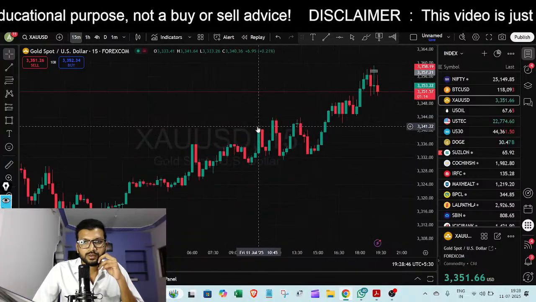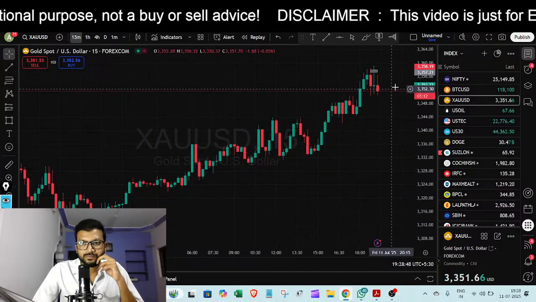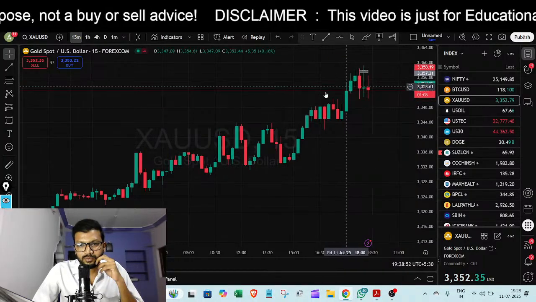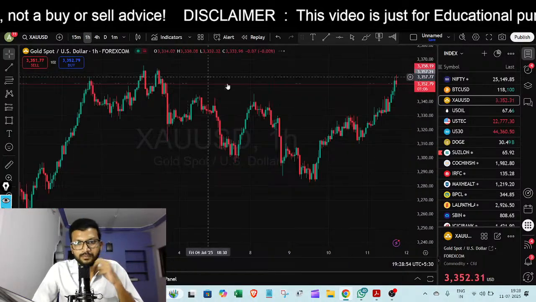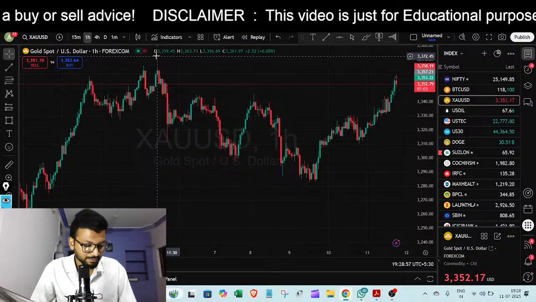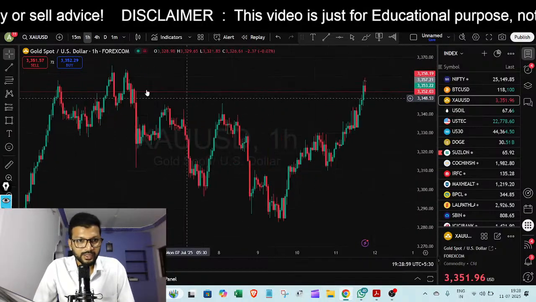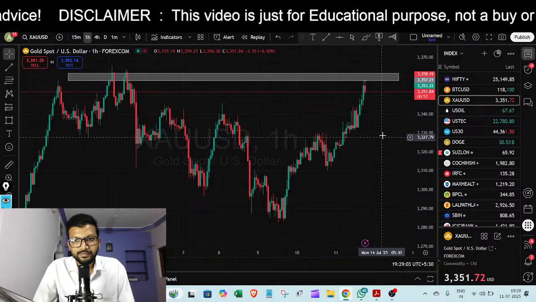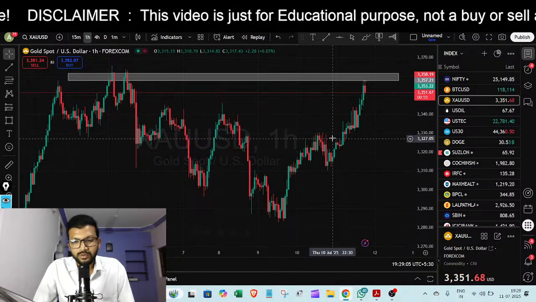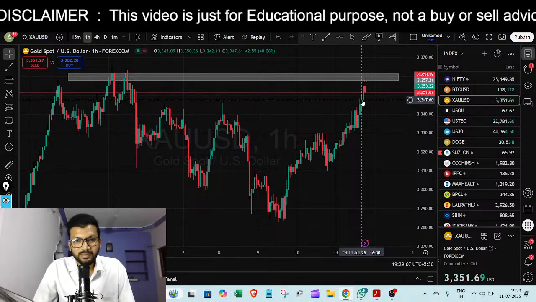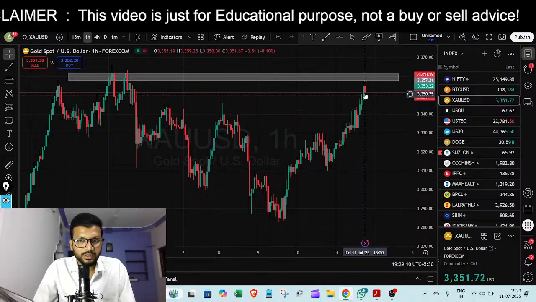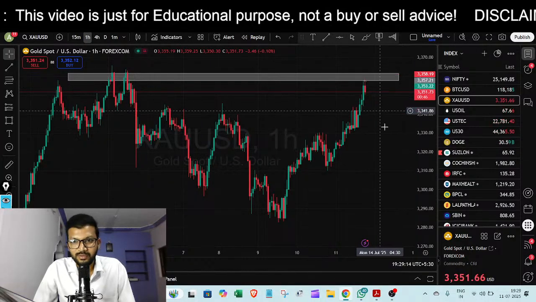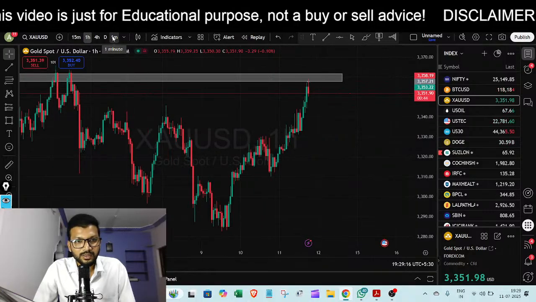So currently gold is trading around 3358, and we are seeing a reversal from this level. If you look at the higher time frame, you can see there is a resistance, and also there is continuous buying in the market, which is overbought. The market is in the overbought zone, so we can have a reversal from this level. It might be a retracement or it might be profit booking.